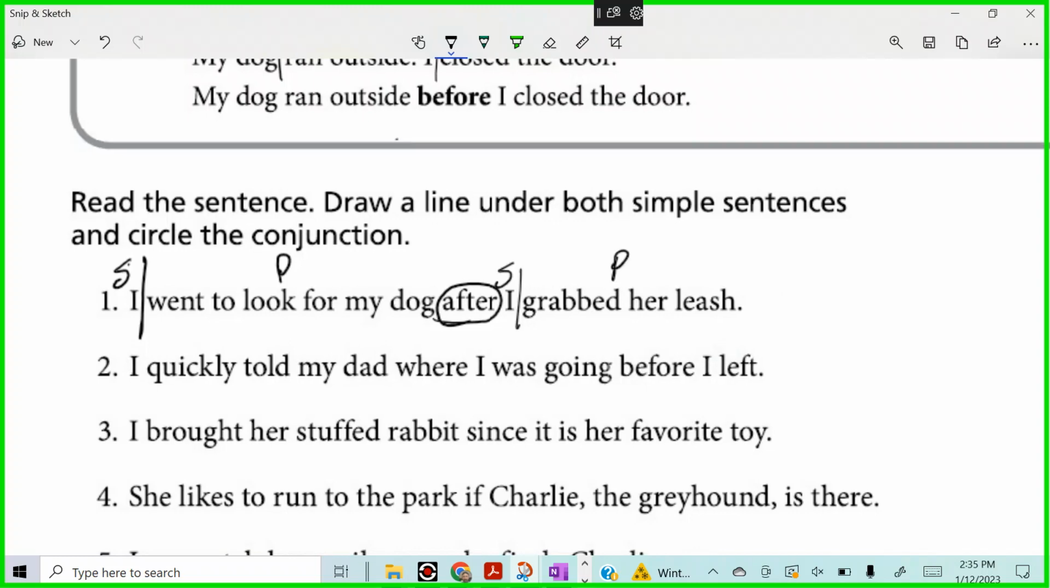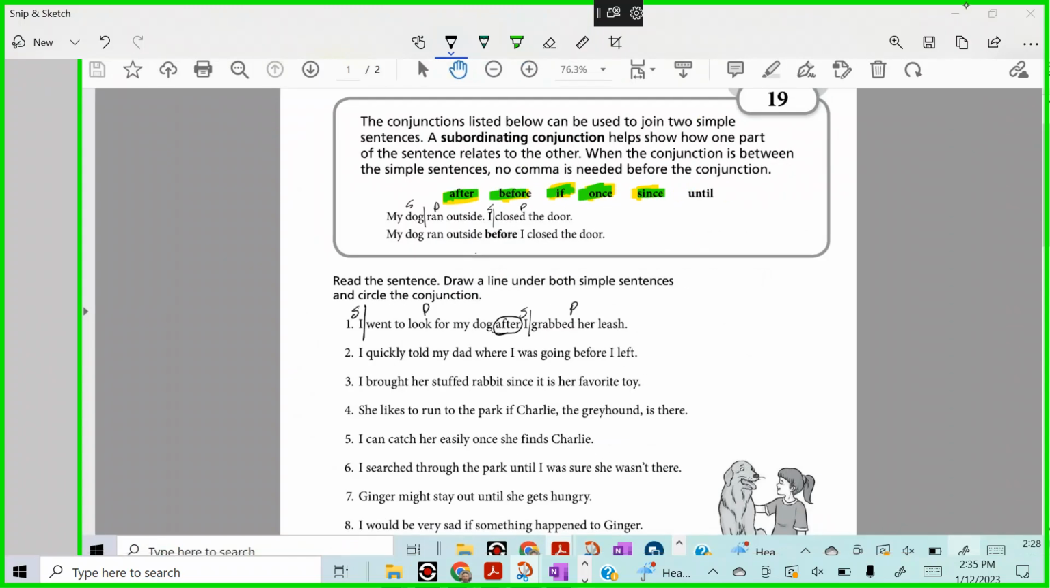I want you to identify the subject and a predicate in both simple sentences, and I want you to circle the subordinating conjunction. Can you guys handle that? Yeah. All right. Now let's look at the next page.